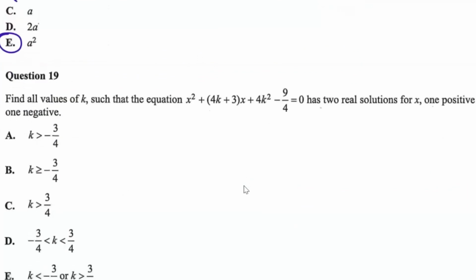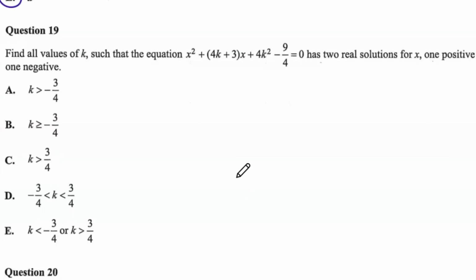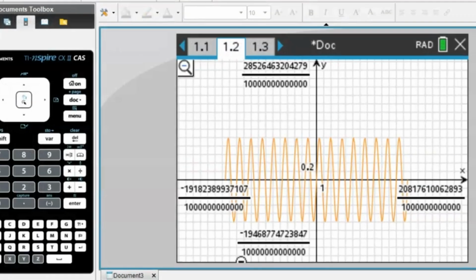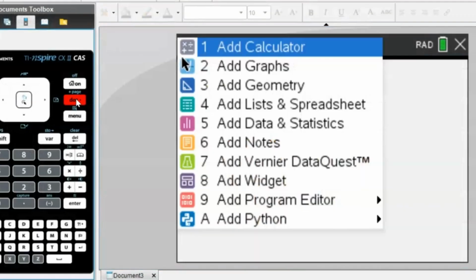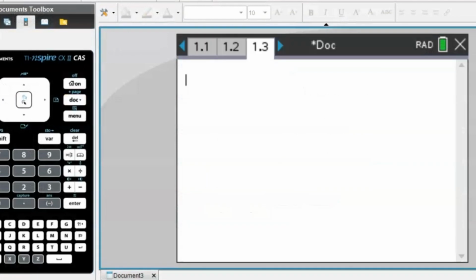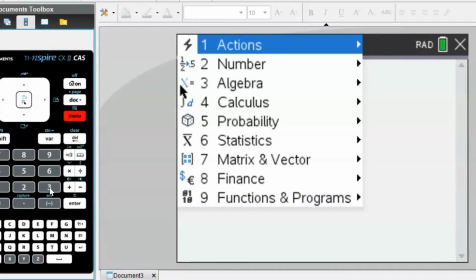All right, now find all values of k such that the equation x squared plus 4k plus 3 times x plus 4k squared minus 9 over 4 equals 0 has 2 real solutions for x, 1 positive and 1 negative. So let's actually use our CAS. CAS is the best friend in exam 2. I'm just going to use a new window. Menu, solve.